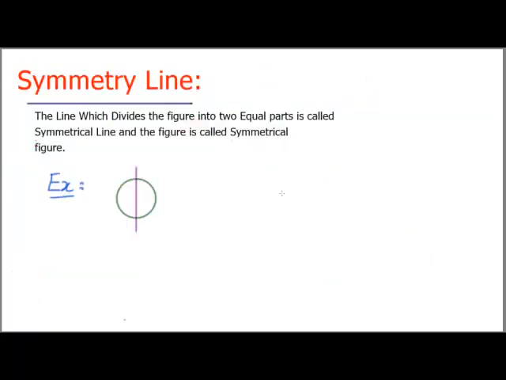Next topic is symmetrical line. What is a symmetrical line? The line which divides the figure. Figure means here shape. Whatever shapes we take are called a figure. So when we take any shape and a line divides that figure into how many parts? Two equal parts. That line is called a symmetrical line. And the figure which we divide equally is called a symmetrical figure.